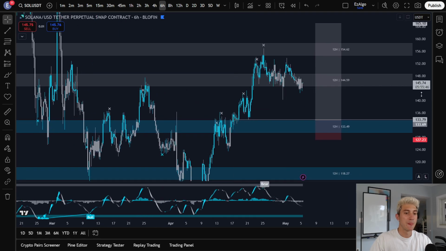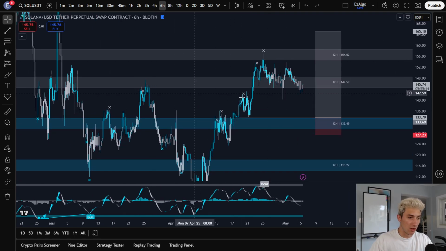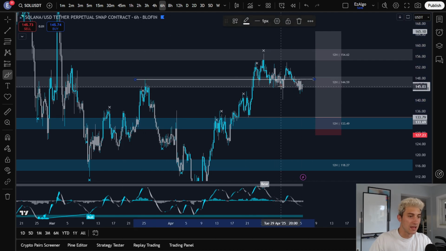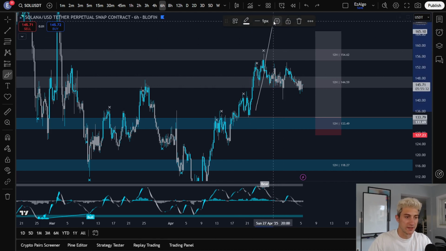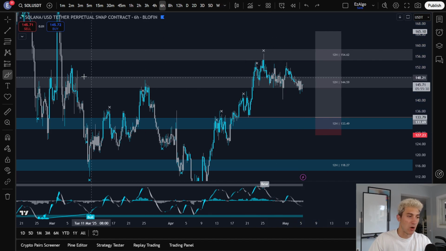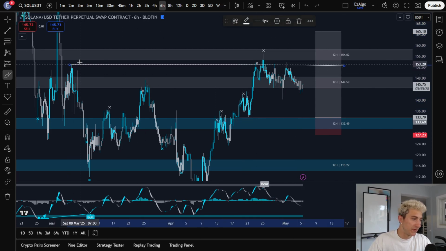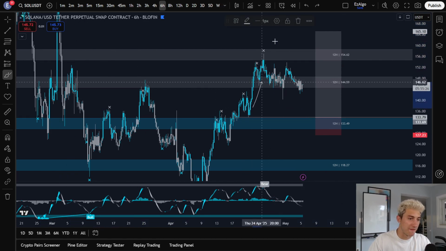Previous structure high. The reason I didn't look to take a long position at this level is because we didn't displace above it. Okay, we swept above this high, but we never saw that displacement move to the upside, creating bullish fair value gaps, really showing us that this was a breakout and retest rather than just a sweep of this external liquidity, right? This was not a valid breakout.